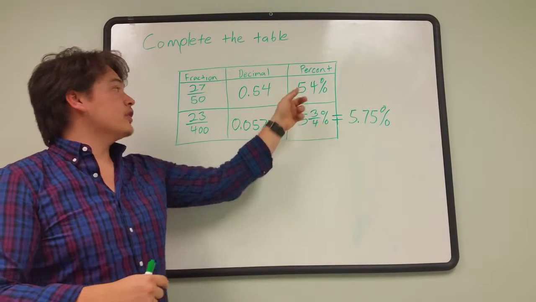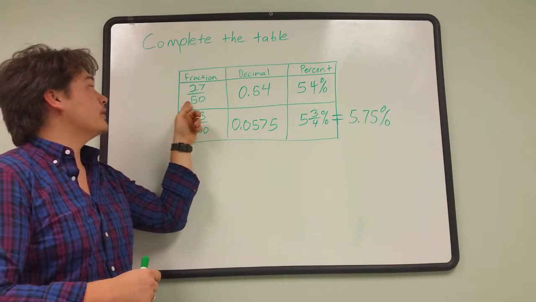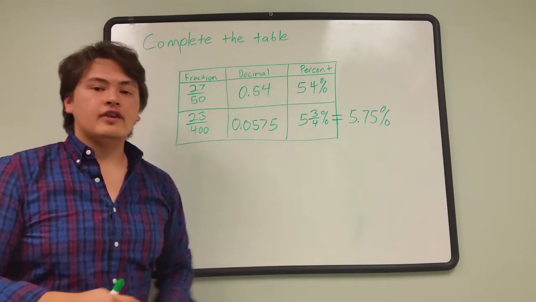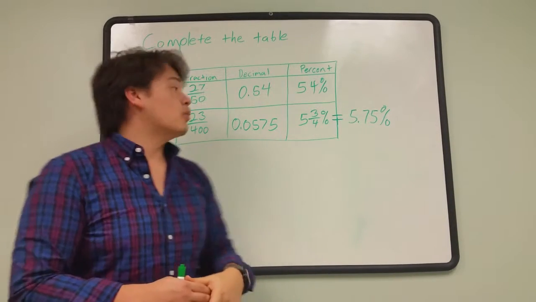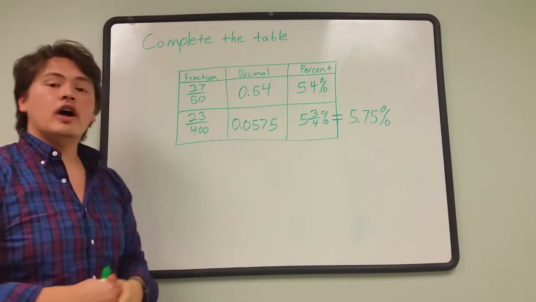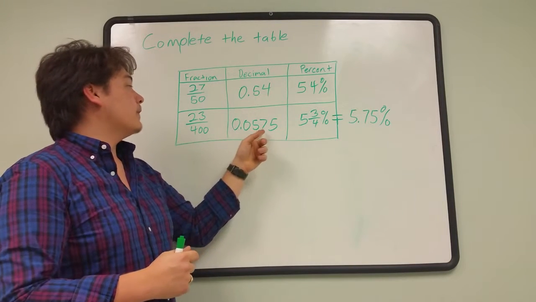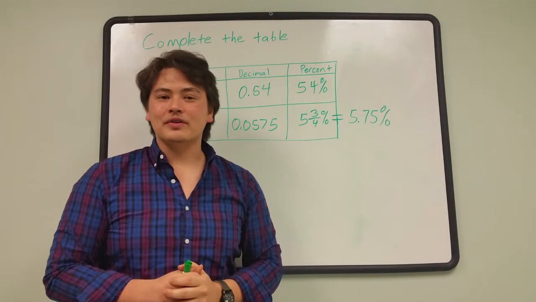We completed the table. We started off with 54%, which turned into 27/50 as a fraction, and 0.54 as a decimal. And we started off with 5 3/4%, which is 23/400 as a fraction, and 0.0575 as a decimal. And those are our final answers.